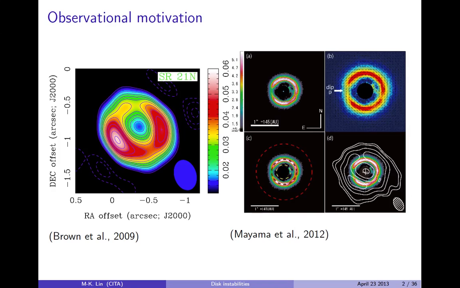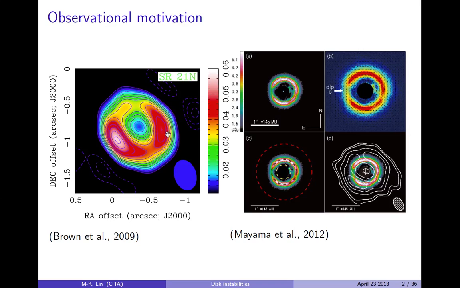Now, what I'm going to talk about in this video is the possibility that perhaps these large-scale structures come from some kind of dynamical instabilities that are associated with the fact that you have a hole in the system.